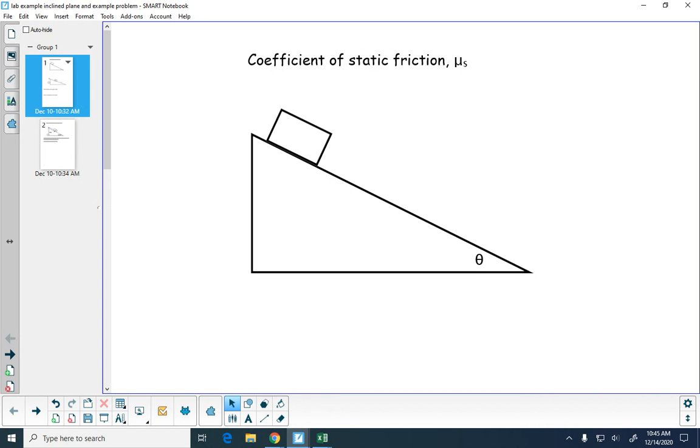All right, we're going to continue with the inclined plane and static friction, and we're going to look at the idea of static friction. If we had a block sitting on an inclined plane, and we want to break the static friction going downwards, the object would then be moving at a constant acceleration going downwards.